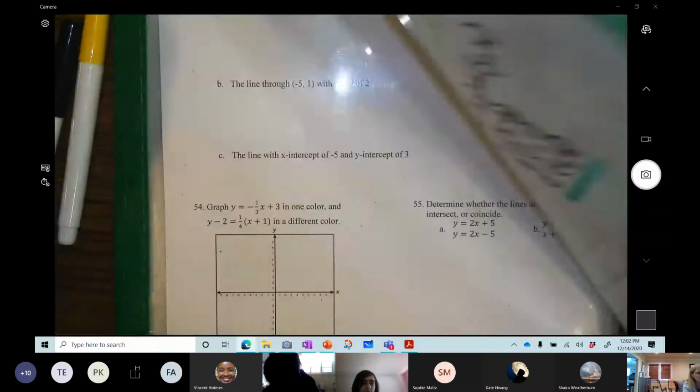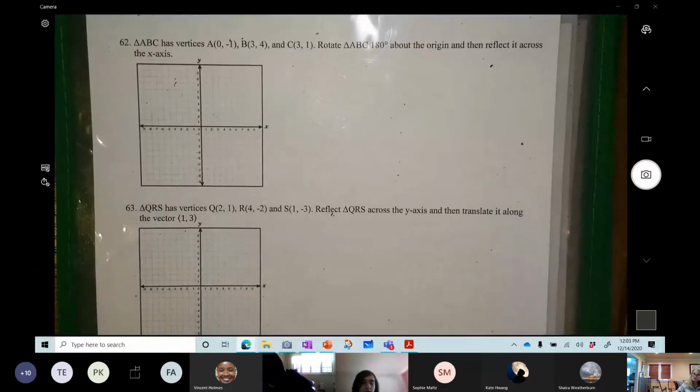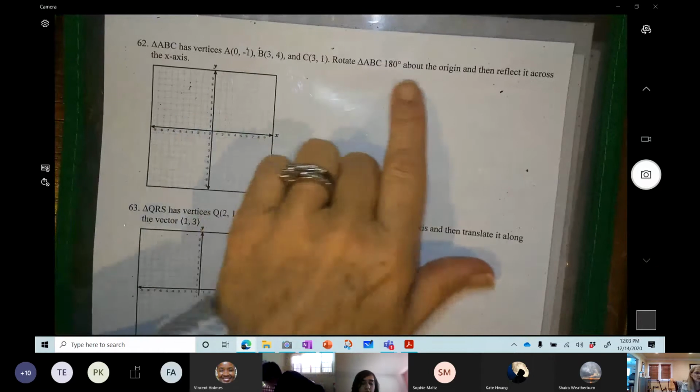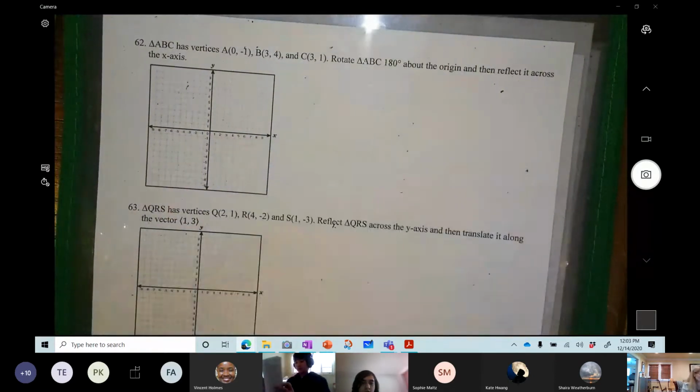Now we got a couple more because we need to do rotations and a combination of things. So the next type of problem is once you did your reflections, your rotations, and your translations, then we started combining them. So you remember that? This one is going to have 2 movements. First, we're going to rotate, and then we will reflect. So again, it's not too difficult.